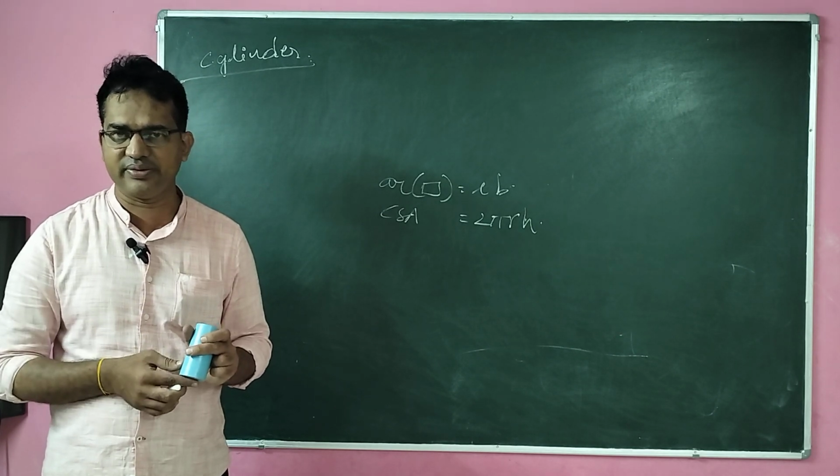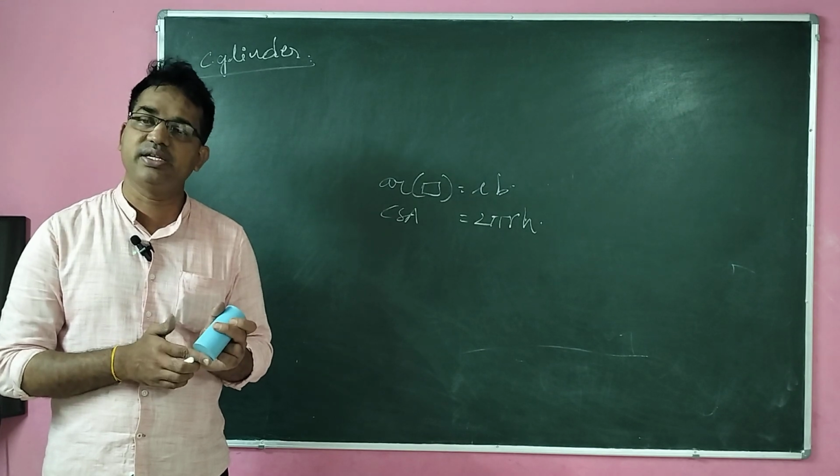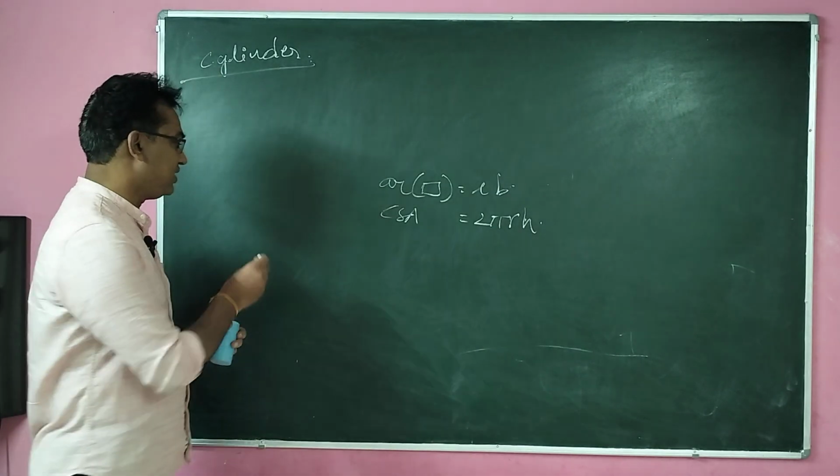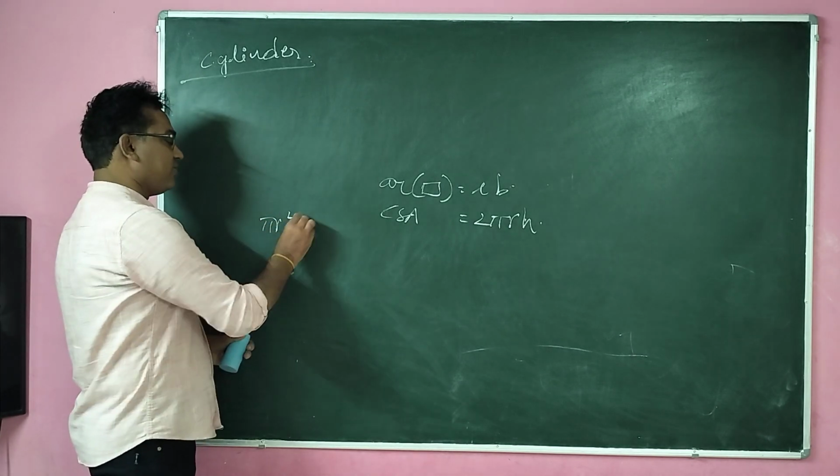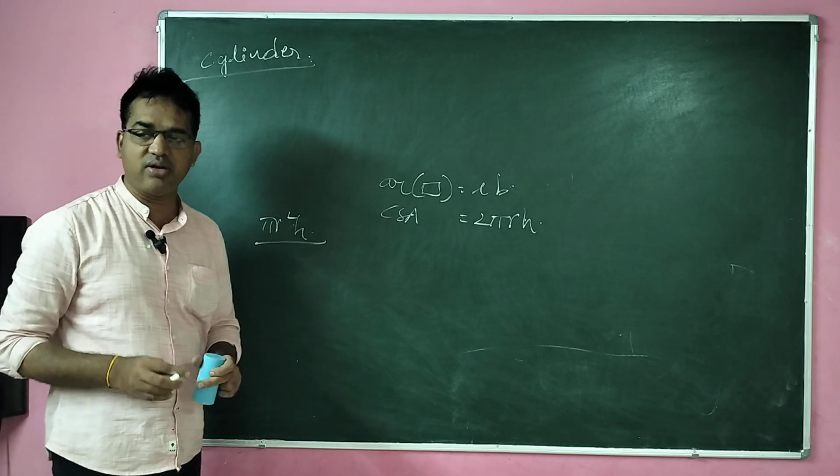You are thinking somewhere. What is the area of the base? Pi r square, the area of circle. Yes or no? What is the height? h. So what is the formula? Pi r square h, the volume of the cylinder.